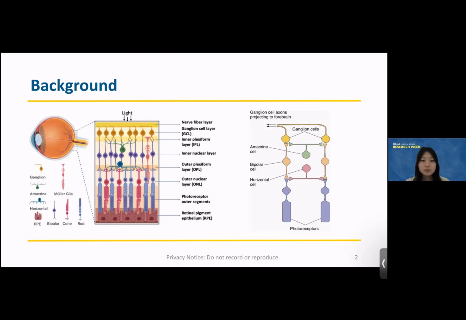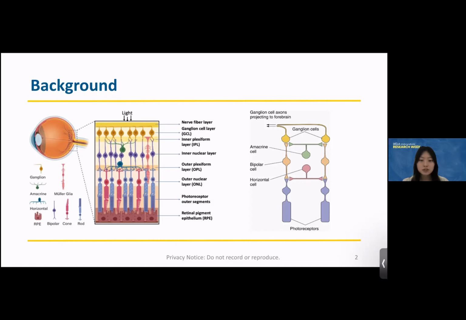To briefly go over the structure, the retina consists of 3 nuclear layers, including the ganglion cell layer, inner nuclear layer, and the outer nuclear layer, as well as 2 synaptic layers, including the inner plexiform layer, or the IPL, and the outer plexiform layer, also known as the OPL. Within these layers, the mammalian retina harbors hundreds of cell types that assemble and synapse together, forming one of the most complex neural circuit systems.